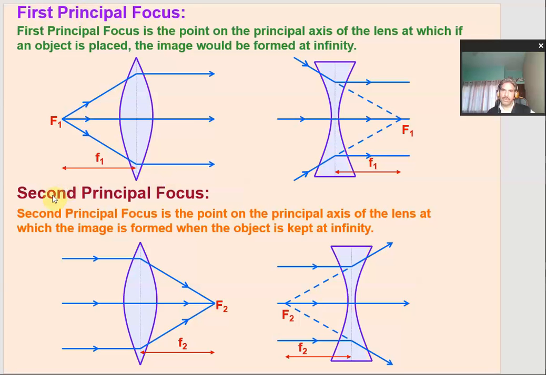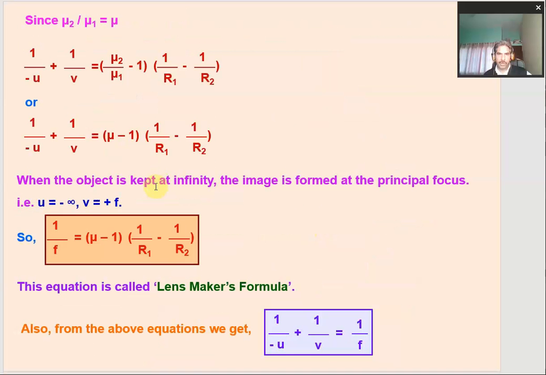And what is the second principal focus? The second principal focus is the point on the principal axis of the lens at which the image is formed if the object is placed at infinity. So these are the 2 points. However, they are identical, so we simply call them the focus. You must remember that whether it is a convex lens or a concave lens, you will always get the same lens maker's formula and lens equation.